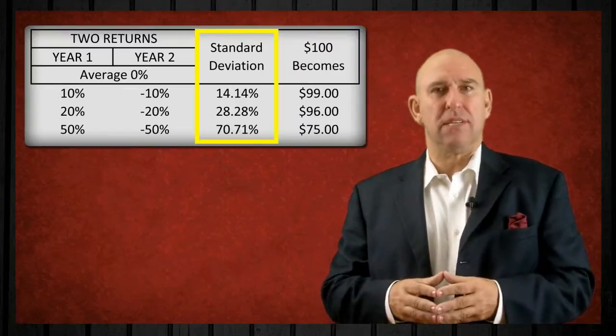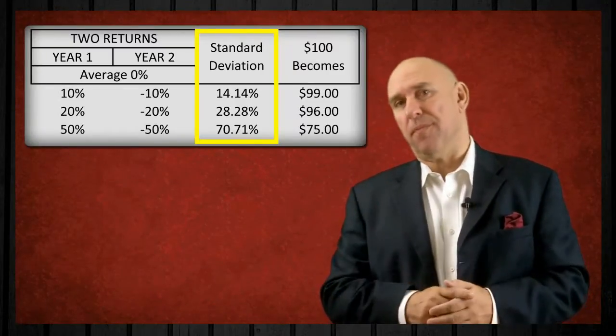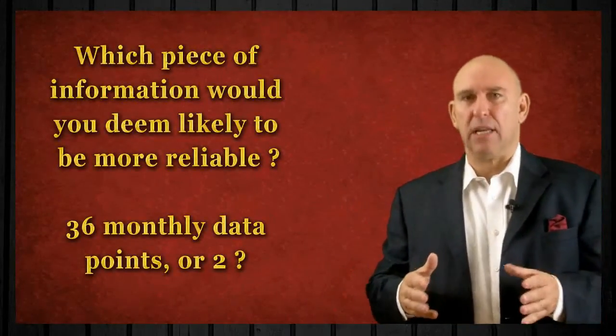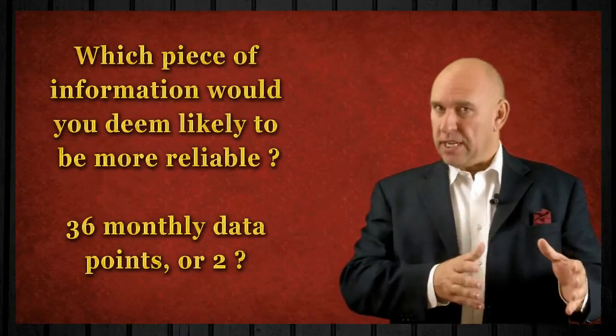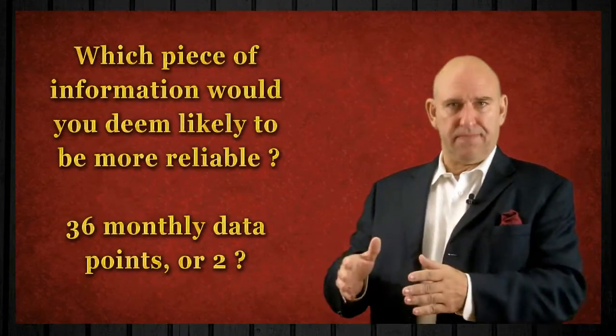I actually consider the standard deviation in this example unusable. The reason being is that we calculated this using 2 inputs or 2 sets of data. If you were to look at a report on a mutual fund and saw the term standard deviation, most likely you'd be looking at a statistic that had 36 data points or 36 monthly returns over a 3-year period. Which piece of information would you deem likely to be more reliable? 36 monthly data points or 2?